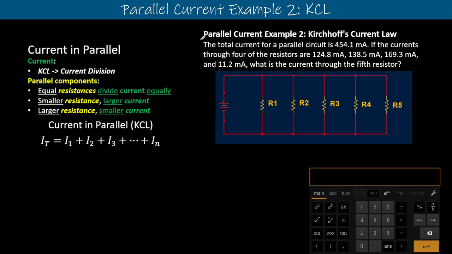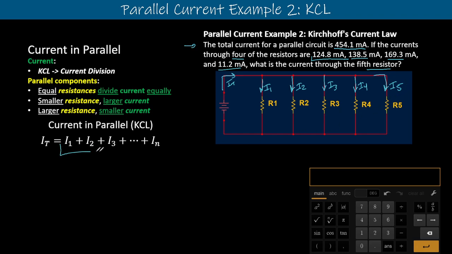In this case, it says the total current, that's IT, is equal to 454.1 milliamps. If the currents through four of the resistors are, and they gave us all these values here, four different currents, what is the current through the fifth resistor? So they gave us the current I1, the current I2, I3, and I4. They want to know what the I5 current is.